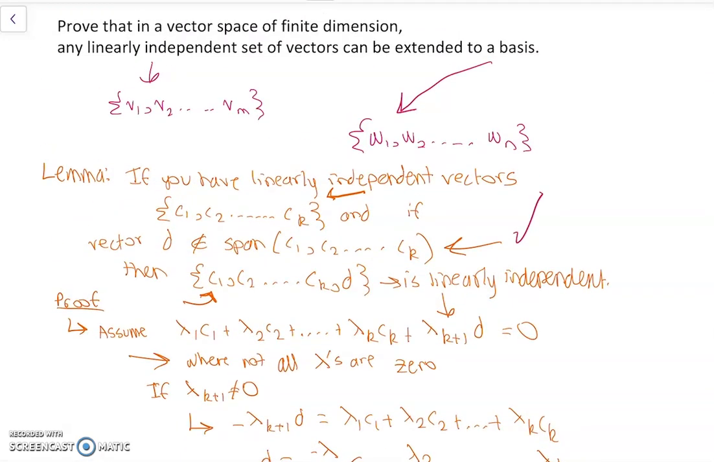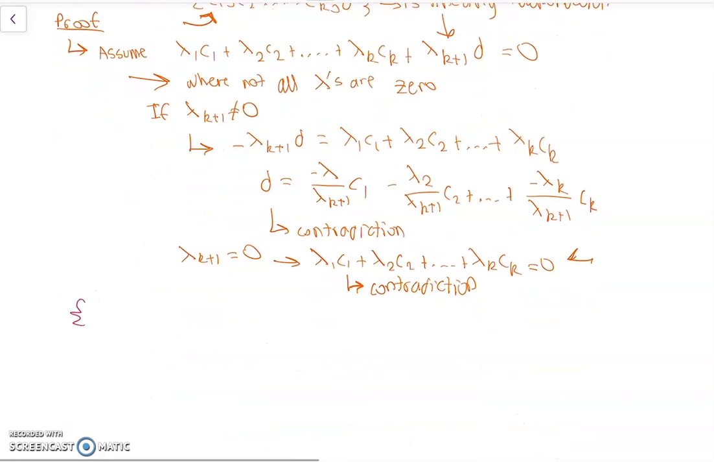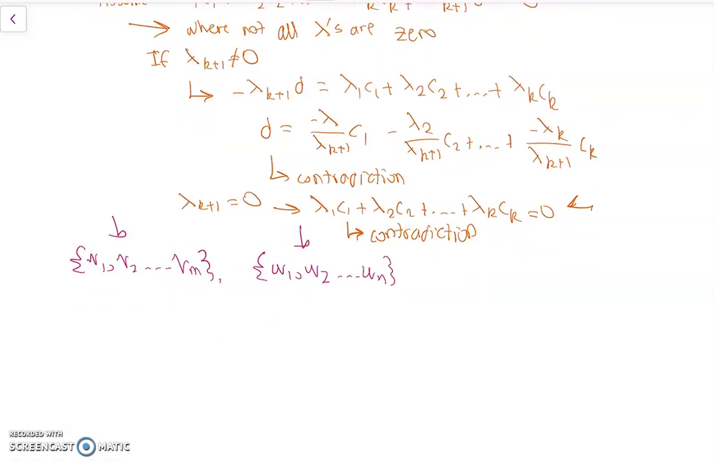Now we go back to the v's and the w's. Okay, so this is the linearly independent set, this is the basis. So now what I'll do is, if any of these vectors are not in the span of the v's, so if any of the w's are not in the span of the v's, I'll add that w to the set of v's.